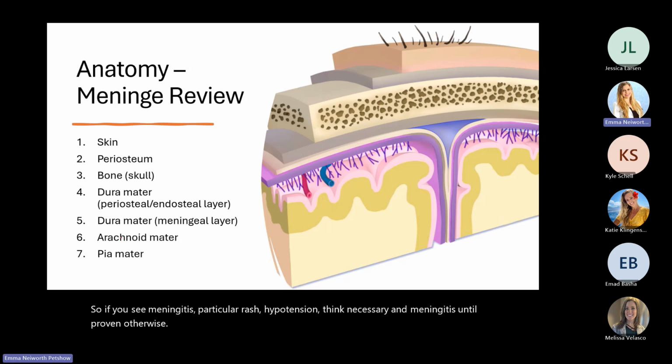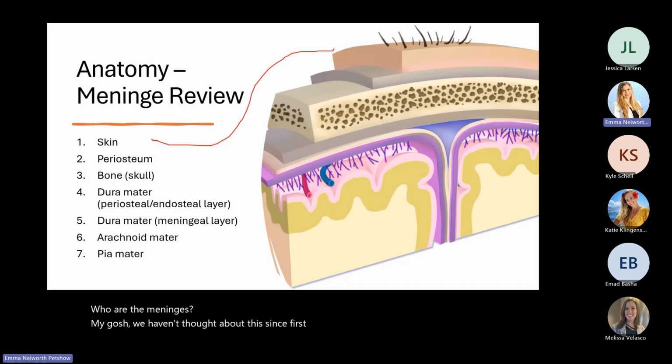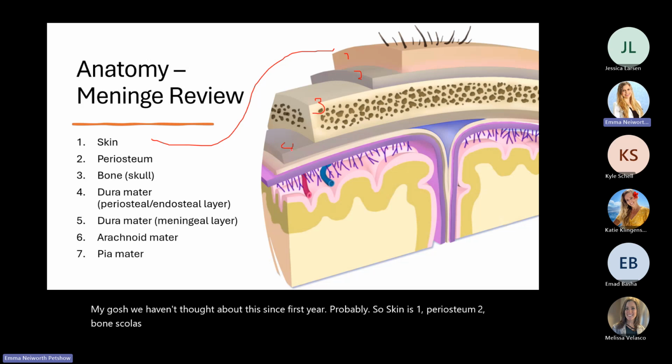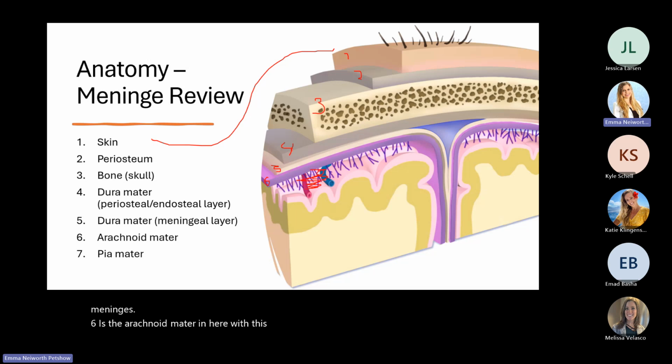Who are the meninges? Oh my gosh, we haven't thought about this since first year probably. So skin is one, periosteum two, bone, skull is three, dura mater is four. This is the periosteal or endosteal layer, the layer touching the bone, okay? Five is the other part of the dura mater. This is the meningeal layer touching the meninges. Six is the arachnoid mater. In here, with this blood vessel, that's your CSF space, your subarachnoid space. And then in contact with the brain itself is the pia mater.